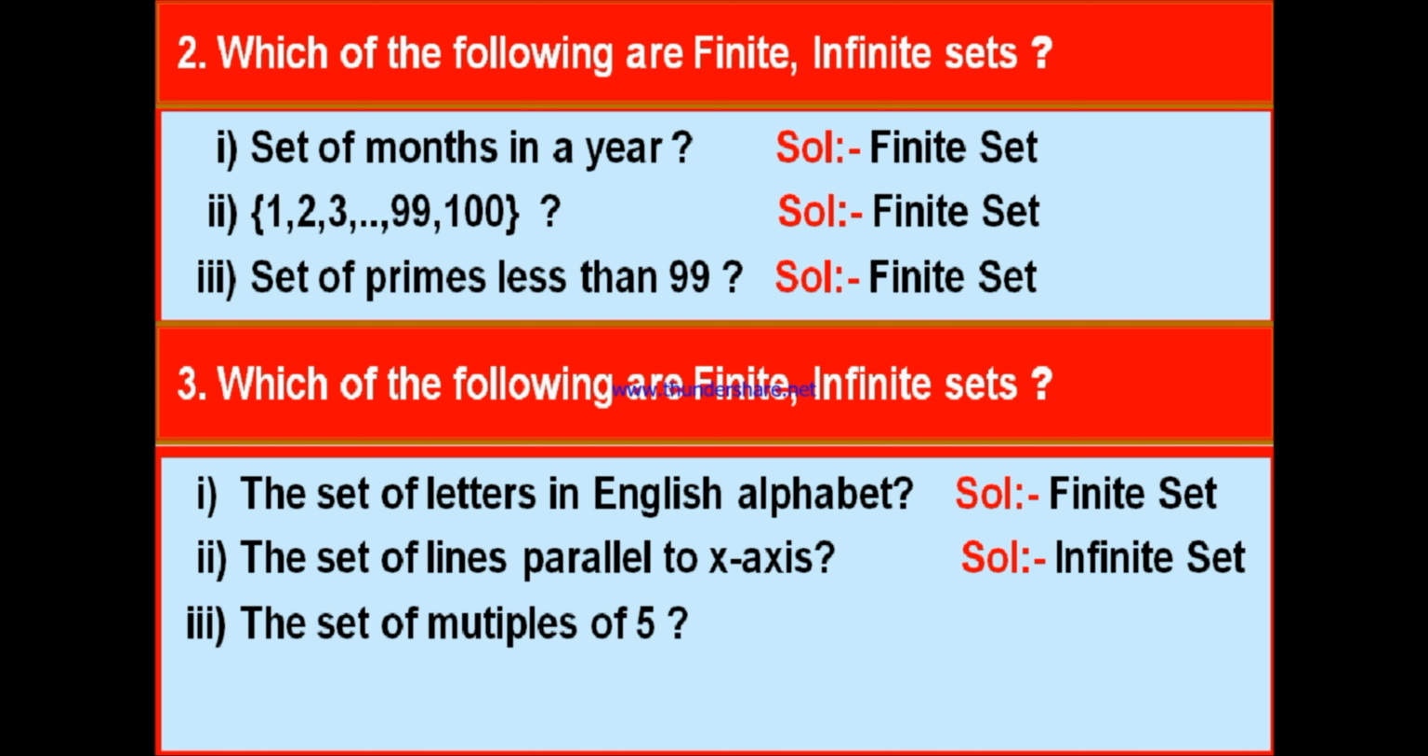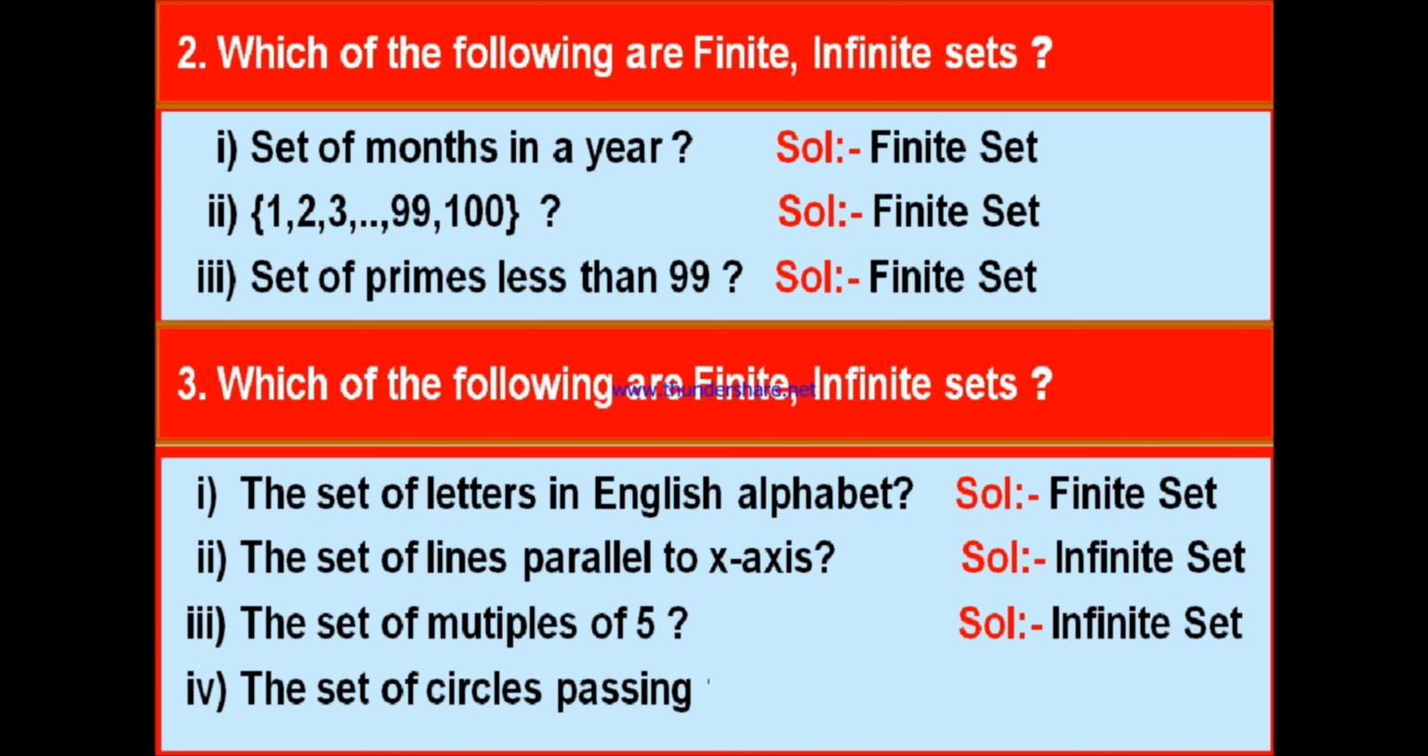Third one, the set of multiples of 5. In order to get the multiples of 5, you can write 5 into 1, 5 into 2, 5 into 3, 5 into 4, like this. Therefore, the multiples of 5 are 5, 10, 15, 20, 25, 30, 35, like this. You can write any number of multiples. Therefore, it is an infinite set. There is no end to this.